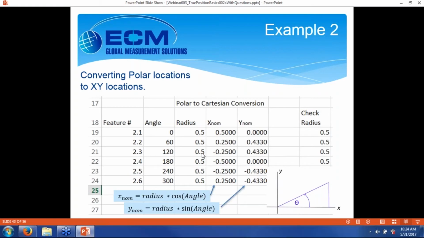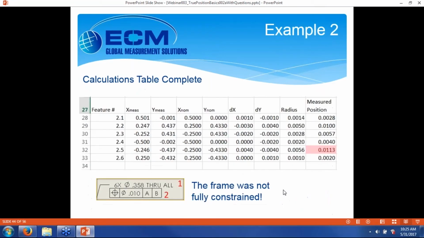Here's an example converting polar locations to the XYZ locations. Again, our formula is going to look something like: the nominal x position is equal to the radius, which would be half the diameter if they gave us a diameter, times the cosine of the angle, and the y would be sine. We typically use the convention that our x-axis is 0 degrees and our angle is positive counterclockwise from x. Not hugely important. You just have to make sure that you know what you've done and can keep track of it.